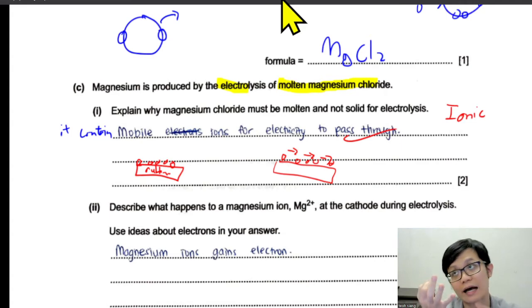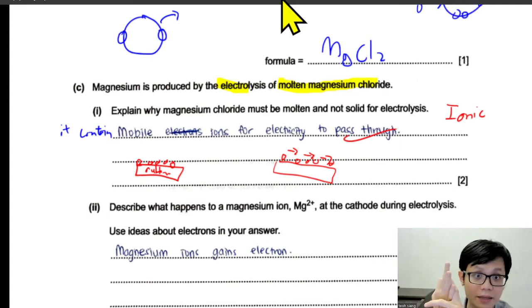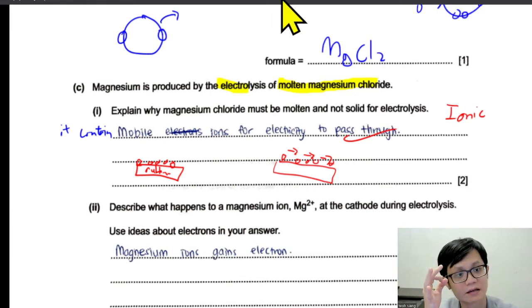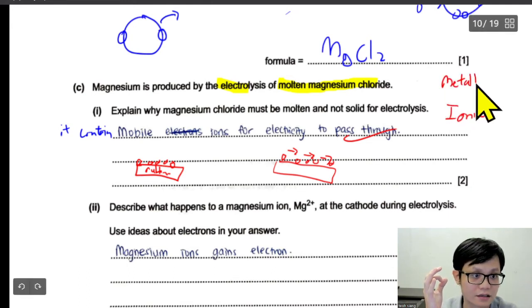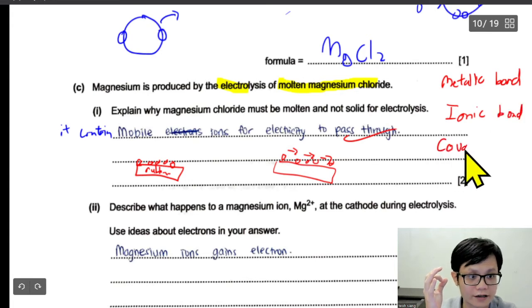Because the student asked, metal is solid, but metal can conduct electric. But actually metal is not ionic bond. Metal is actually metallic bond. So it's a different thing. Metallic bond, ionic bond, and covalent bond.